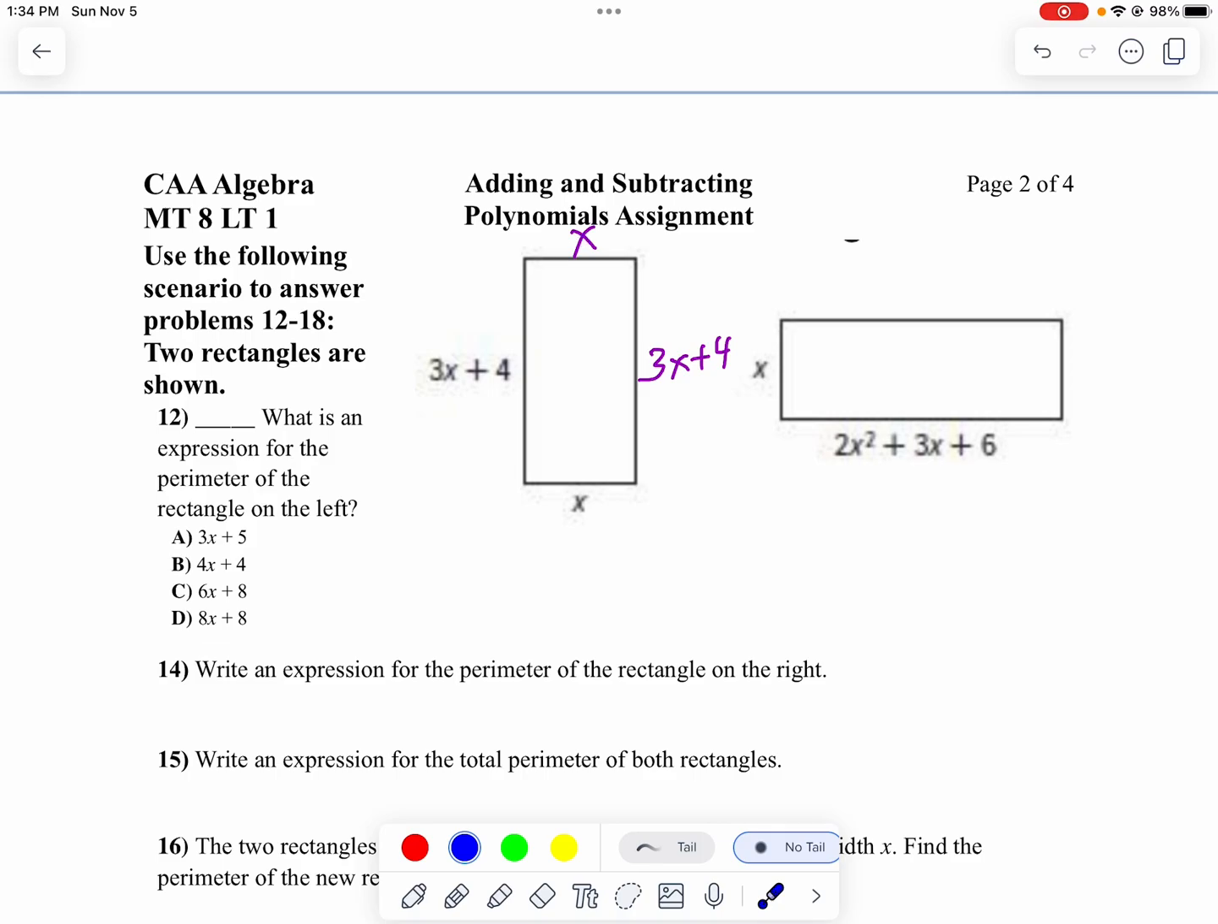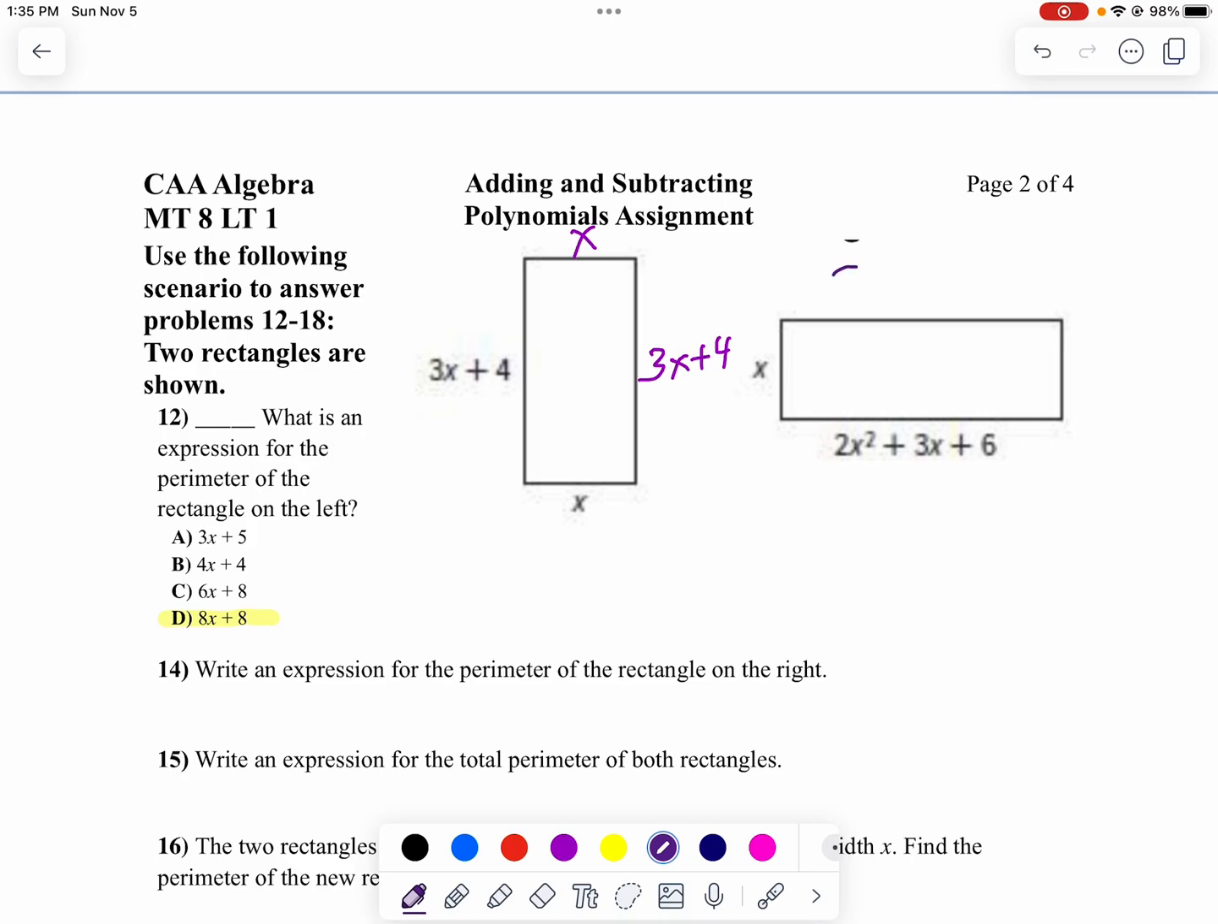Without even doing any other calculations, we can see that the only choice we have is 8x plus 8. 4 plus 4 is 8. Now, if we look at the expression on the right, we'll go through that same process.